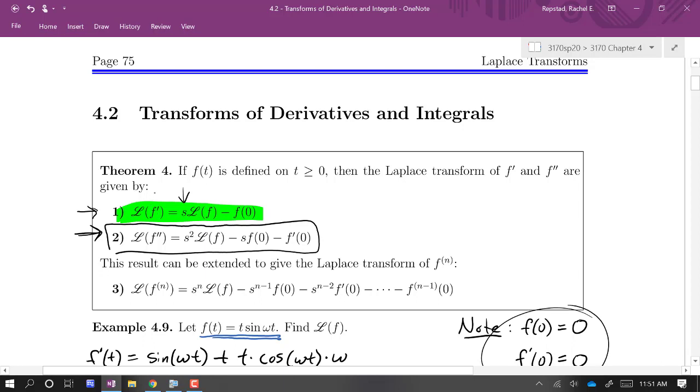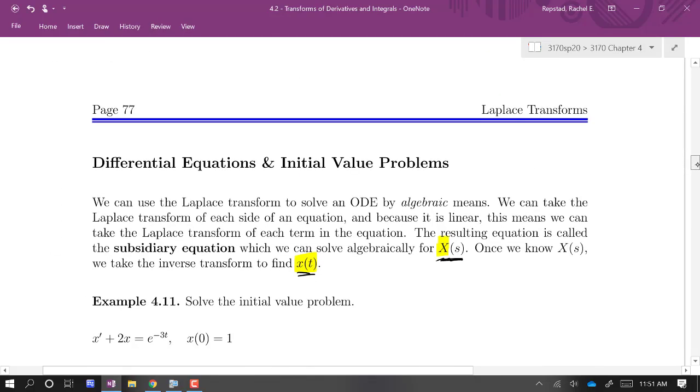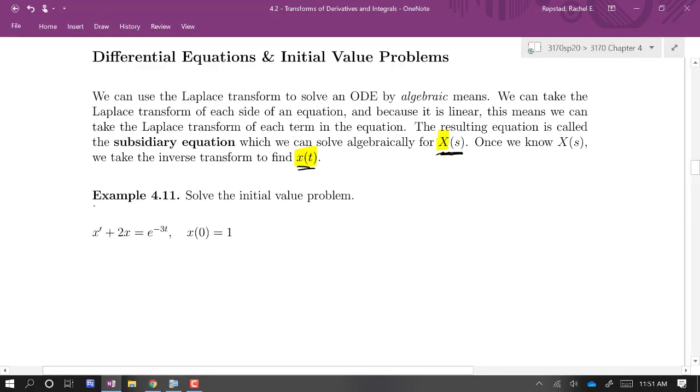So the transform of x prime is s times the transform of x minus x of 0. The way I'm going to write that out, the transform of x prime is s times the transform of x, so that's our big X of s function, minus x of 0, which is minus 1, and then plus 2 times the transform of x of t, which is big X of s, equals. On the other side, I need the transform of e to the minus 3t. We have that in our table. It's 1 over s plus 3. So this is an equation that we can solve for X of s.